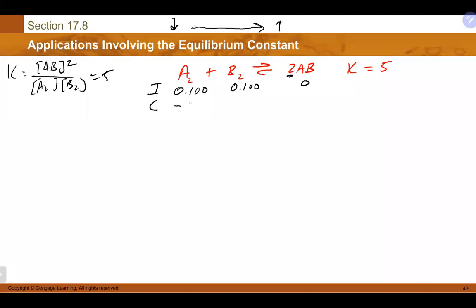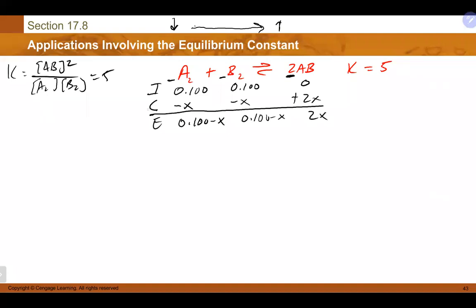So that really affects the change part. This would be minus X, since the coefficient here is 1. This would also be minus X, since the coefficient is 1. And now on the product side, it would be plus 2X. The 2 there is important because it takes care of the mole-to-mole relationship. When we get to our equilibrium line, we just bring everything down: 0.1 minus X, 0.1 minus X, and 2X. Any questions on the table here?